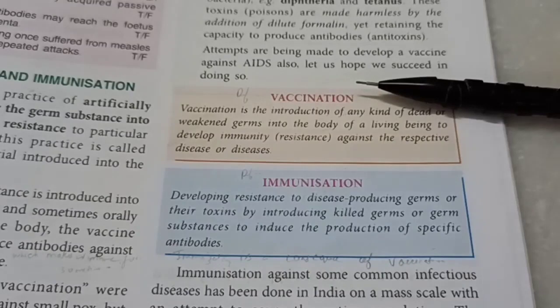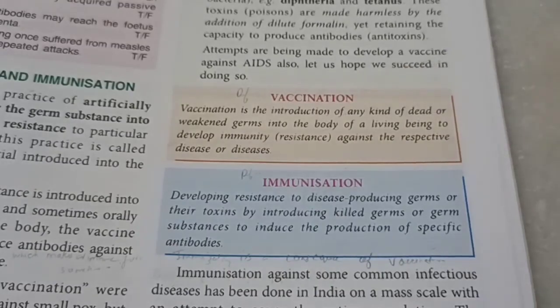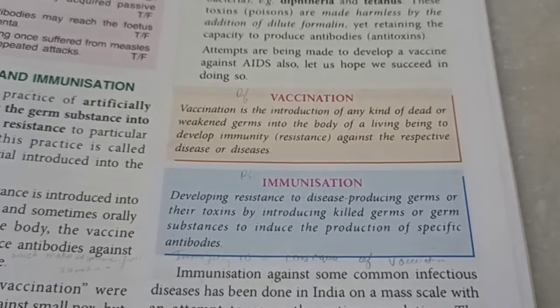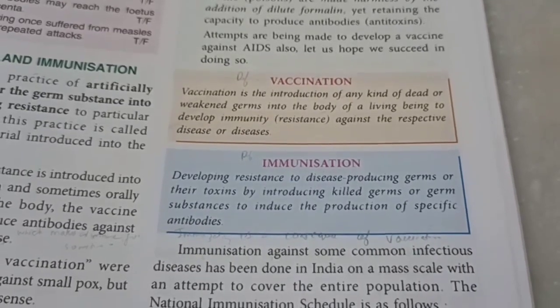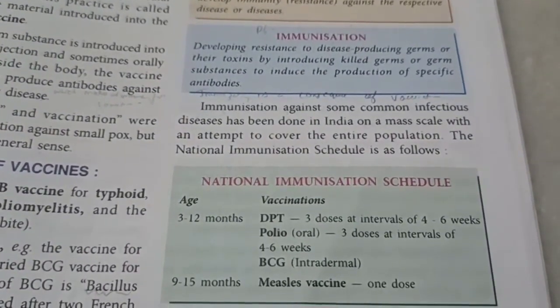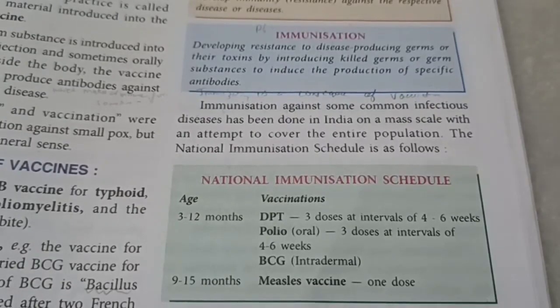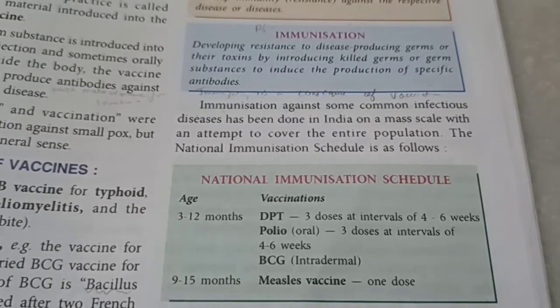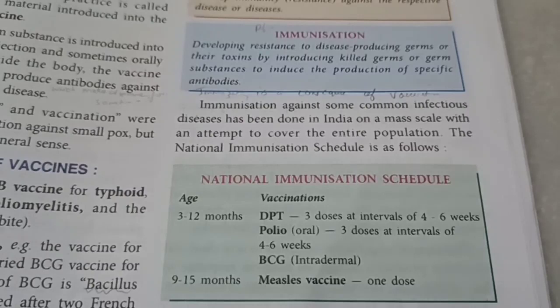Immunization has been done in India on a mass scale for certain diseases. Polio has been a great success, the anti-polio drive, the polio drops. Polio has been eradicated from India, but we need to continue giving polio doses to all the kids and the newborns because it's not been eradicated from the world yet. The virus is still there in the neighboring countries.